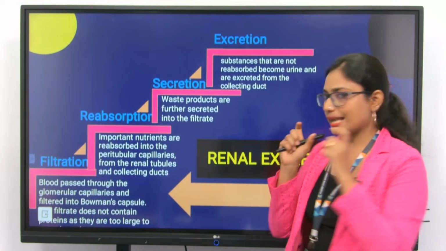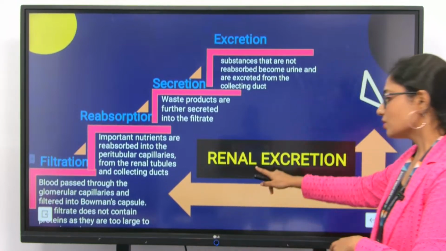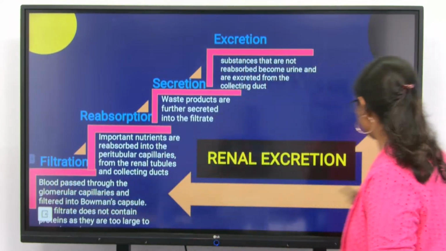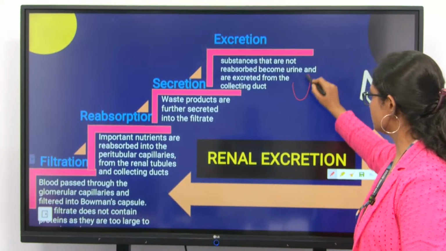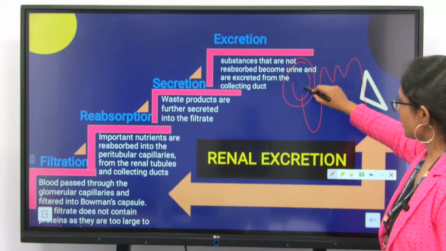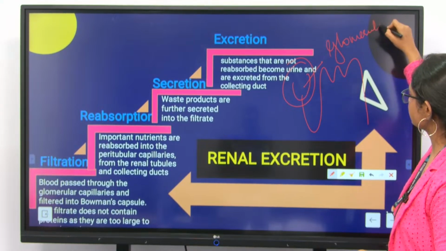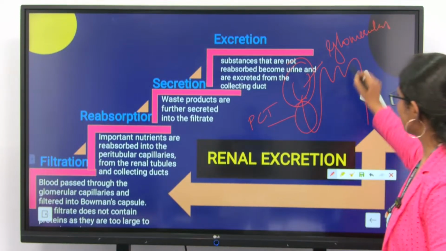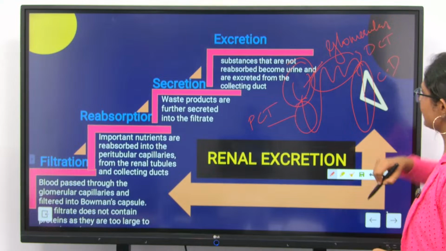Excretion normally happens through the kidney, isn't it? Renal excretion. In renal excretion, the functional units of the kidney are the nephrons, isn't it? There are different parts of the nephron. One is the glomerular filter. This is the proximal convoluted tubule. This is the distal convoluted tubule, and this is the collecting duct.